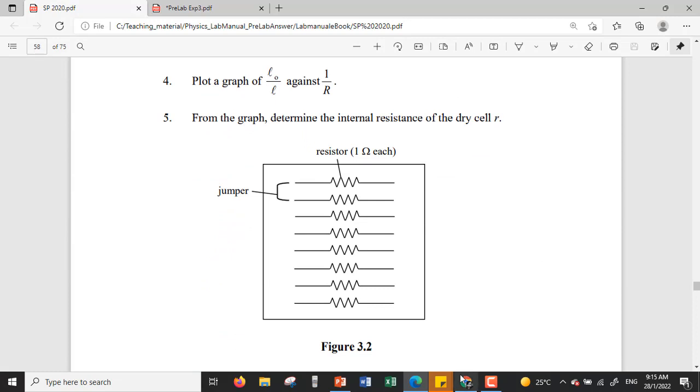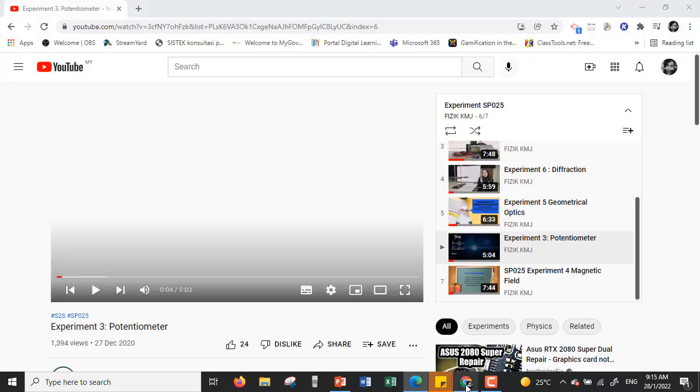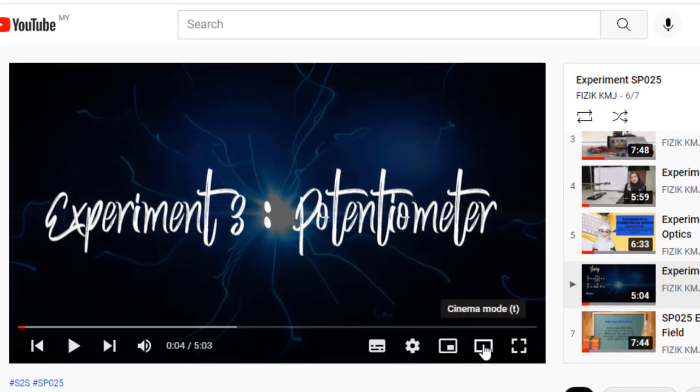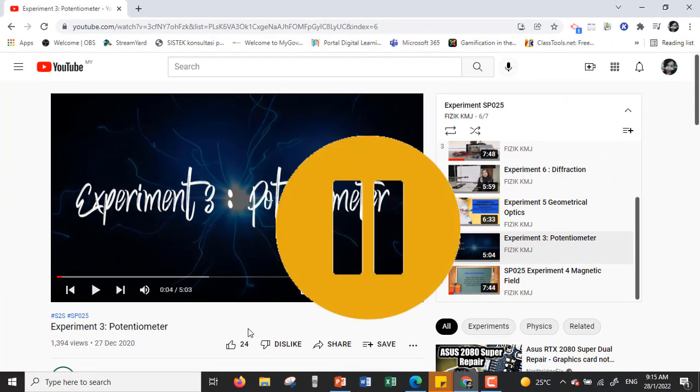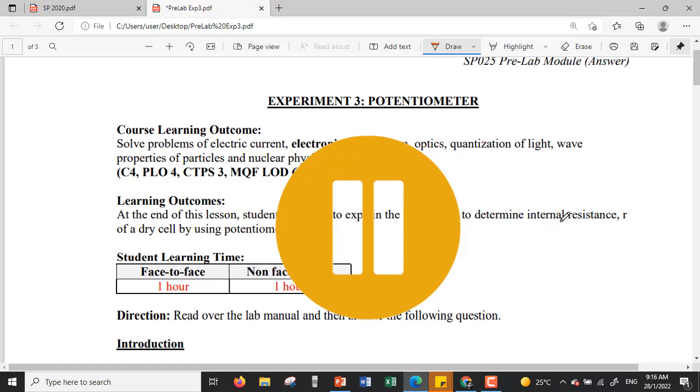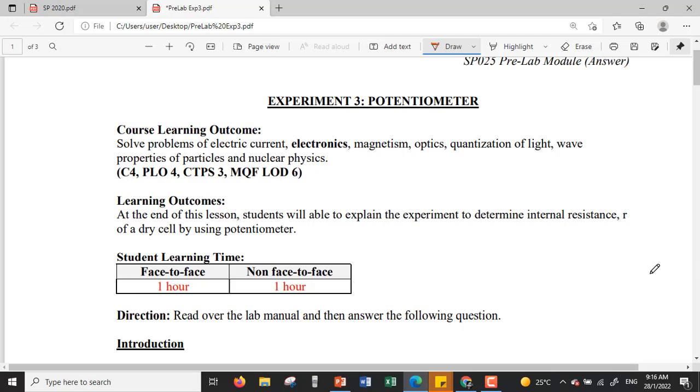Besides reading over the lab manual, you might also watch the video for Experiment 3 Potentiometer that you can access at the Physics KMJ channel under the playlist experiment SP025. You might pause the video and read through the lab manual before we start our discussion on the pre-lab worksheet. Alright, I hope you have read over the lab manual. Now we are going to answer some questions in the pre-lab worksheet in order to understand the experiment that we are going to perform next week.